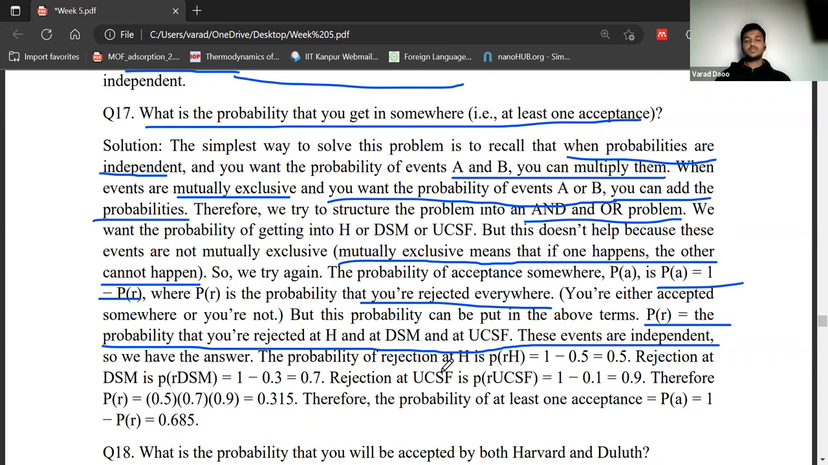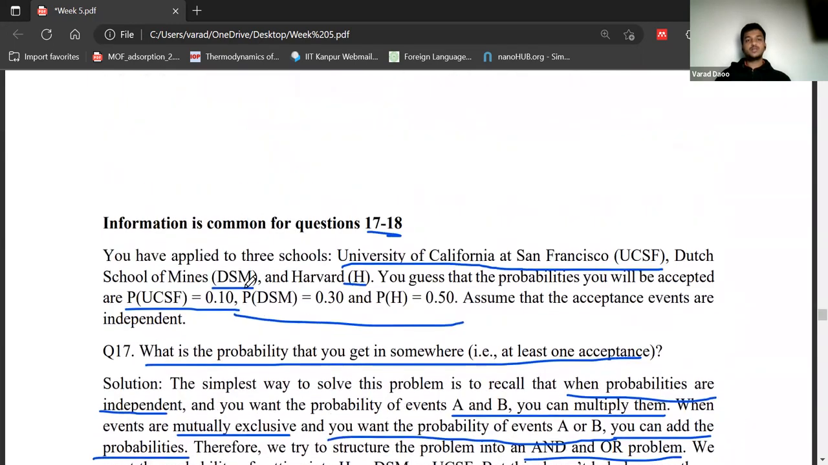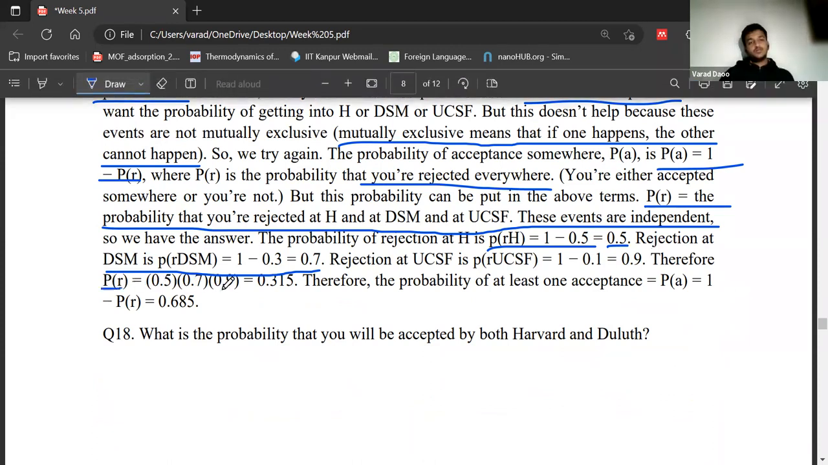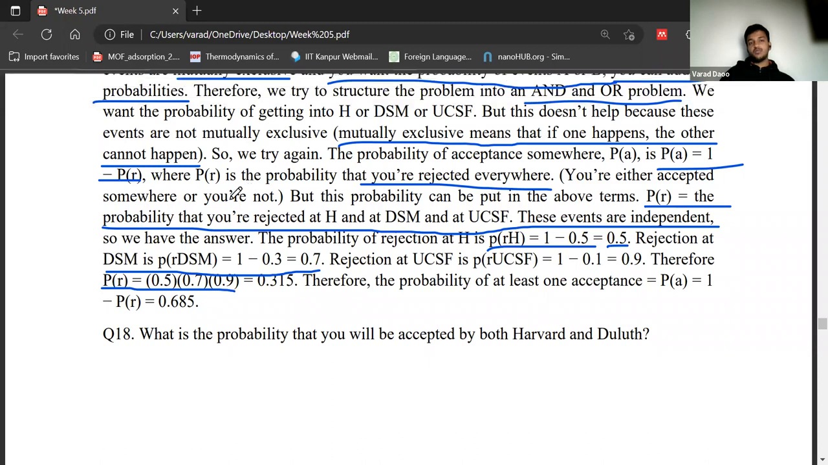The probability of rejection at Harvard is 1 minus the probability of acceptance, which is 1 minus 0.5, which is 0.5. Rejection at DSM is 1 minus the probability of acceptance, which is already given as 0.3, so 1 minus 0.3 is 0.7. Rejection at UCSF is 1 minus 0.1, which is 0.9. Therefore, the probability of rejection is the probability of rejection at UCSF multiplied by that at DSM multiplied by that at Harvard, which is 0.315.